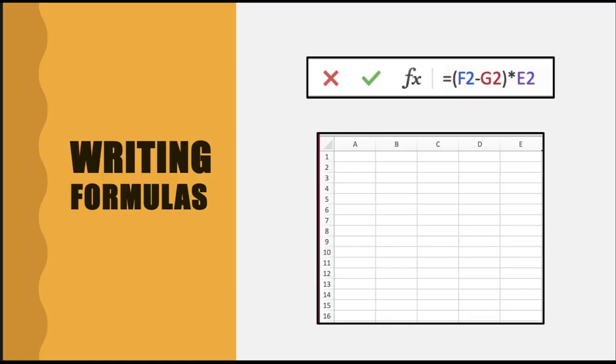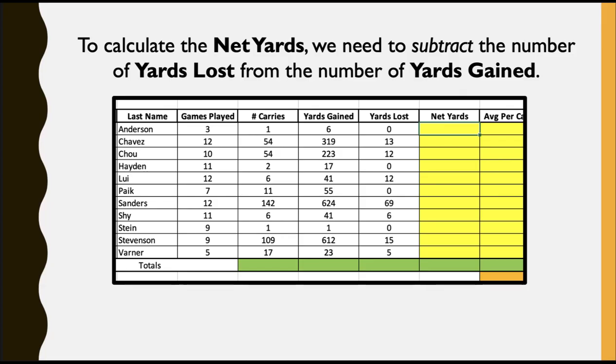Now we are going to learn how to write formulas in Excel, which is one of the things that makes this such a powerful program. With formulas, the Excel sheet can automatically make calculations for me. It can automate a lot of my processes and save me a lot of time. So on your spreadsheet, take a look at net yards. We're going to write a formula that will calculate net yards for us.